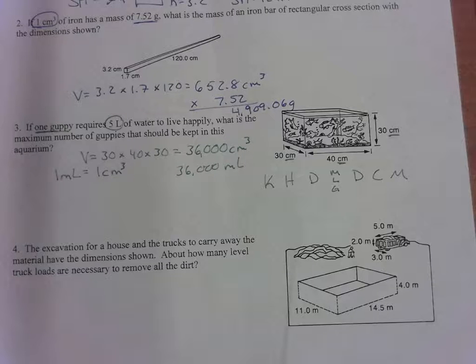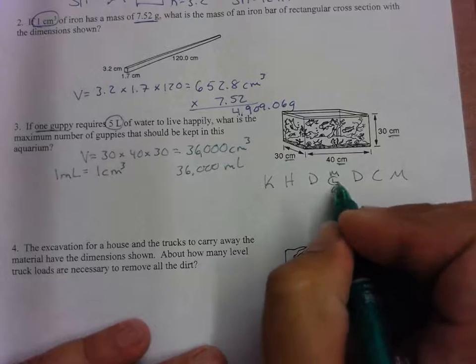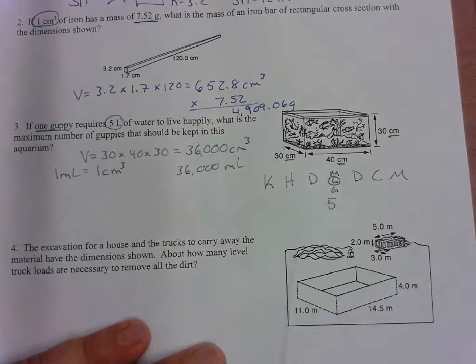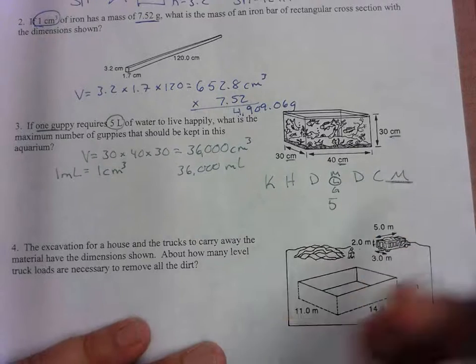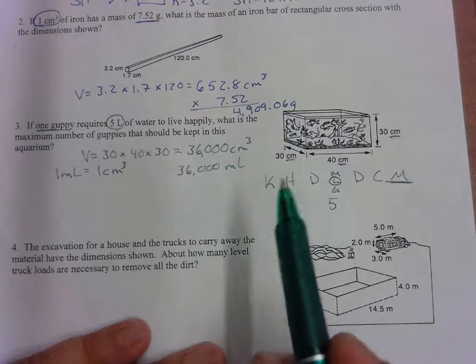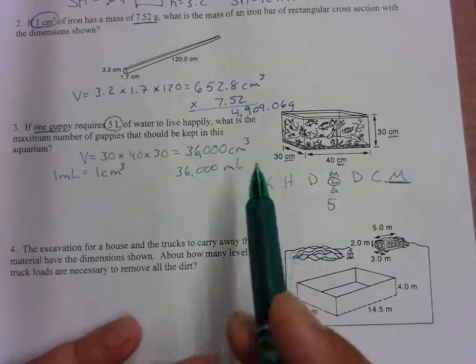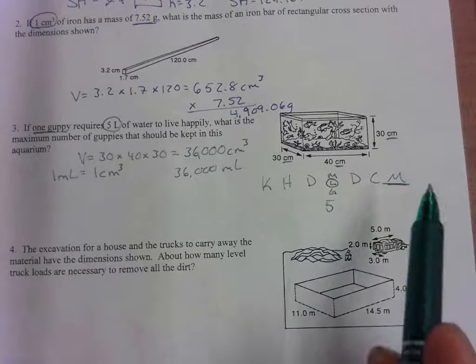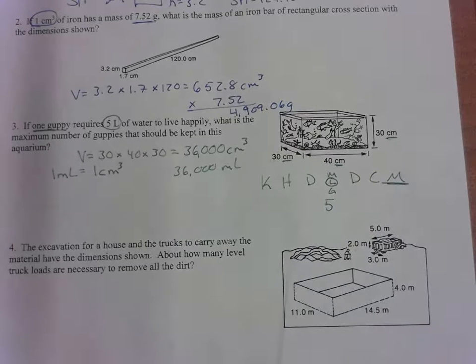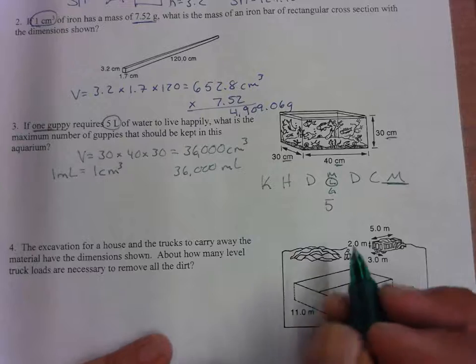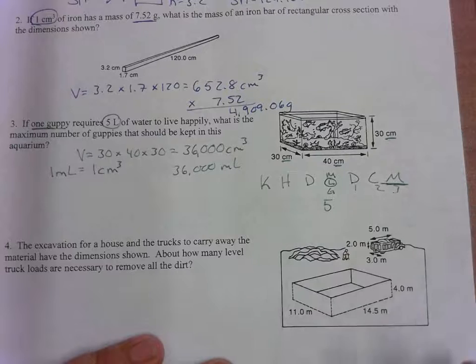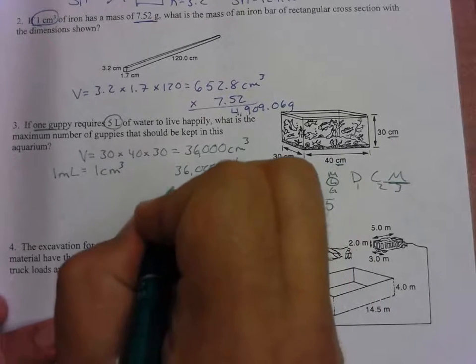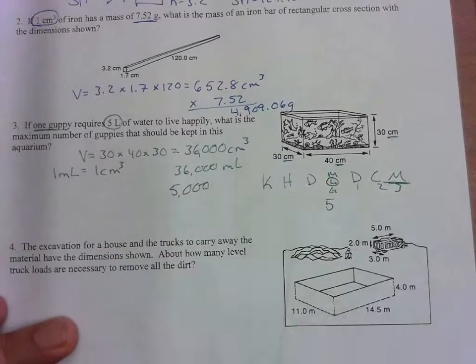So here goes. I am at liters, 5 liters. The guppy needs 5 liters to be happy. I want to be in milliliters because that is where my water is. I'm going to convert the other way, because if I convert from milliliters to liters, I'm getting a decimal, and I don't want a decimal. So I'm going to convert 5 liters to milliliters, which means I move the decimal 1, 2, 3 times, adding 3 zeros behind it. So 5 liters is 5,000 milliliters.